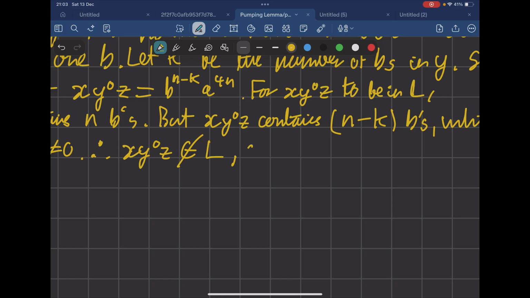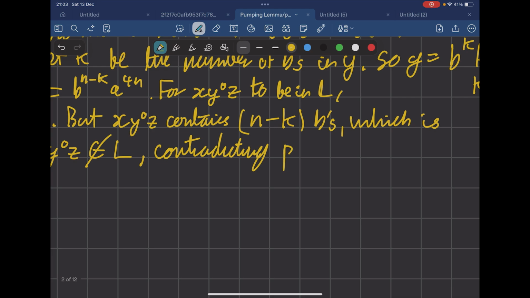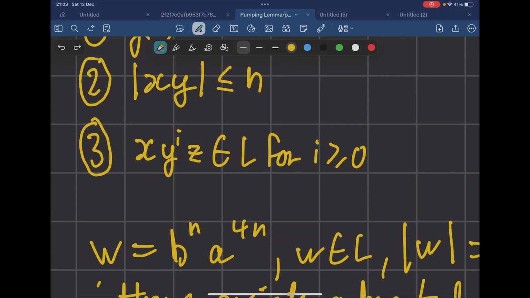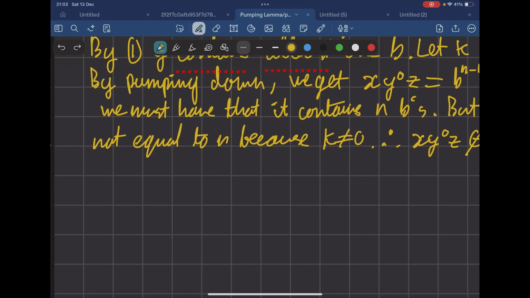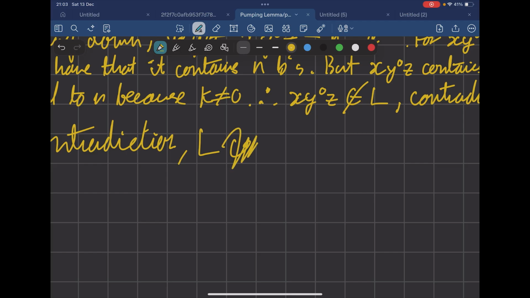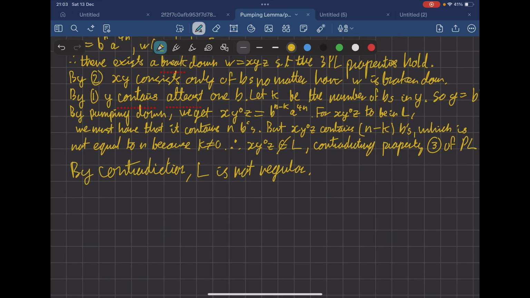This contradicts property 3 of the pumping lemma. By property 3, we need to have that xy^0z is in the language. But we didn't have it, so it's a contradiction. So by contradiction, L could not have been regular, so L is not regular. And that's the end of the proof. Okay, on to the next one.